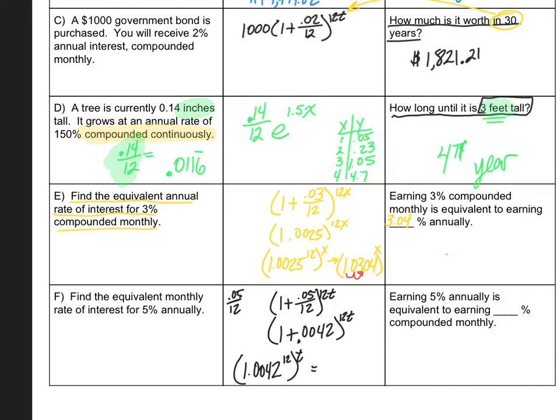And what we learn is 1.0042 to the 12th becomes 1.051. So the decimal place, after being moved over 2 times, will put us at 105.1%. So if it's 105.1%, that means that we are getting 5.1%.